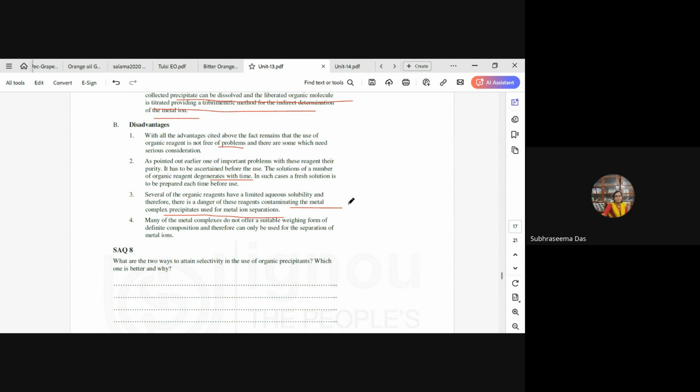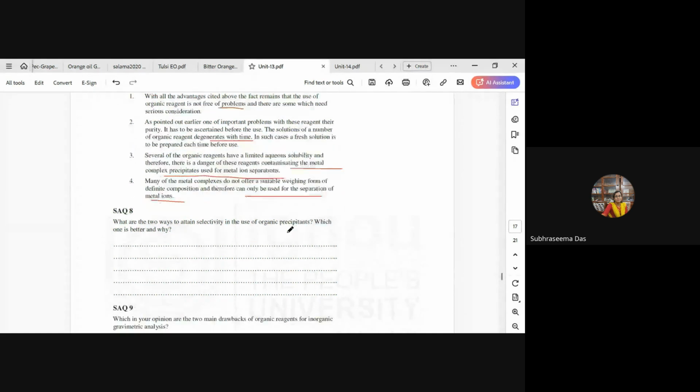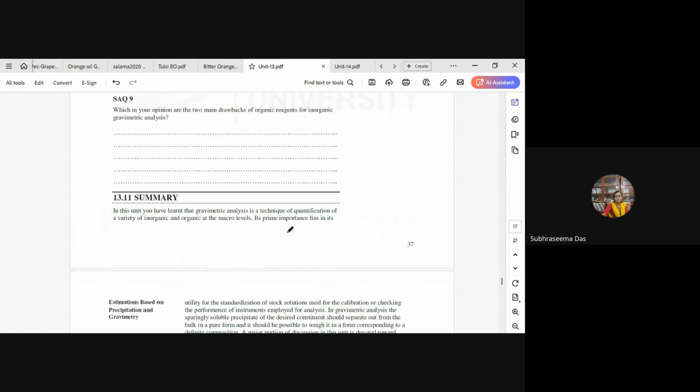So the last disadvantage of this process is that many of the metal complexes do not offer a suitable weighing form of definite composition, and therefore can only be used for separation of metal ions. So these are the disadvantages.